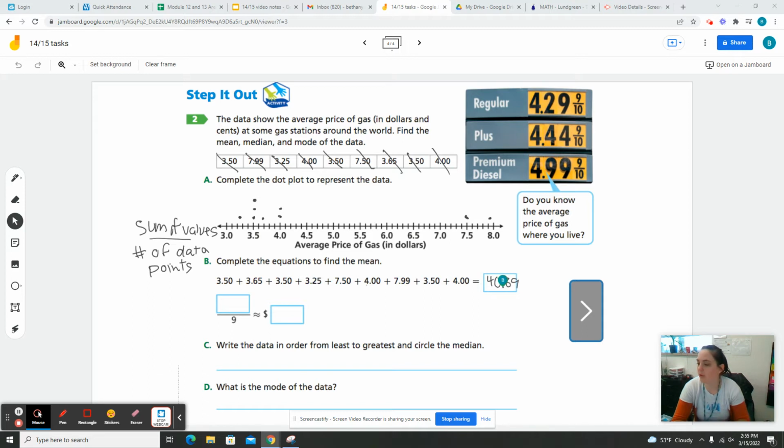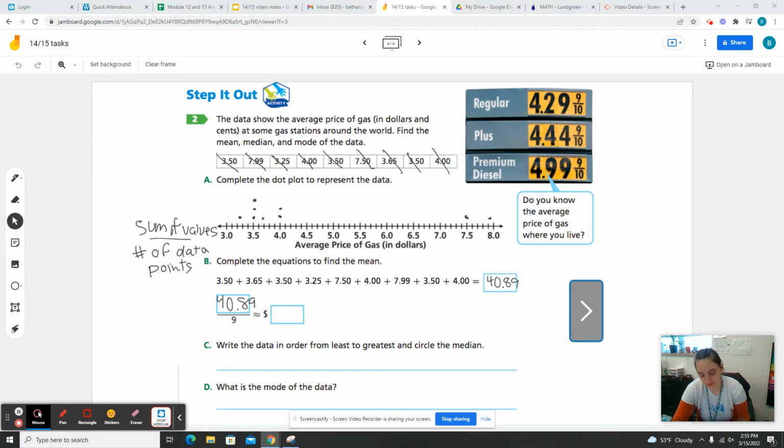Okay, so then we're going to take that sum and divide it by the number of data points. So we're going to put our 40.89, and we're going to divide it by 9 because there are 1, 2, 3, 4, 5, 6, 7, 8, and 9.